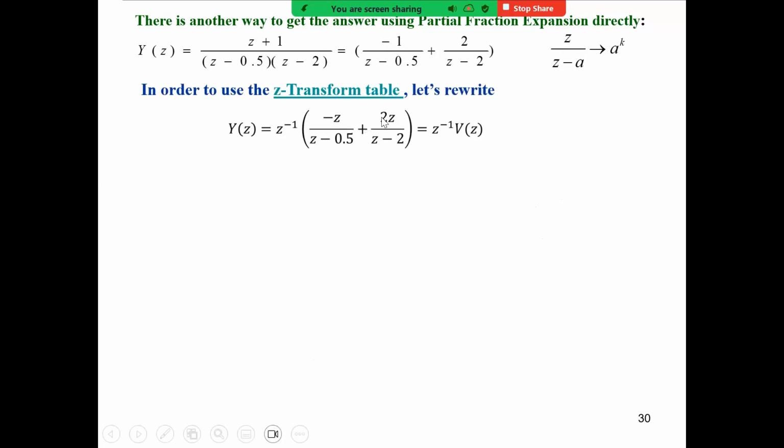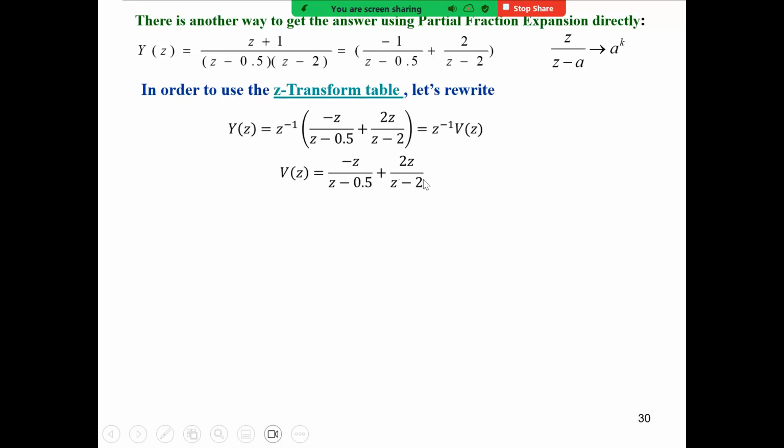Okay, and then inside this, we know I can get the signals for the terms in the bracket, but I have to take care of this Z inverse. So therefore, Y is Z inverse times B. What is B? B is the Z transform here in the bracket. And then we know the corresponding signal of those two terms.